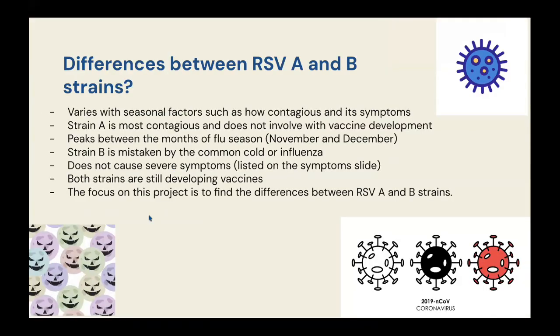Differences between RSV A and B strains. It varies with seasonal factors such as how contagious they are and their symptoms. Strain A is most contagious and is not involved with vaccine development. It peaks during flu season, which is between the months of November and December. Strain B is commonly mistaken for the common cold or influenza. It does not cause the severe symptoms listed on the symptom slide, and both strains are still developing vaccines. And our focus on this project is to find the differences between RSV-A and B strains.